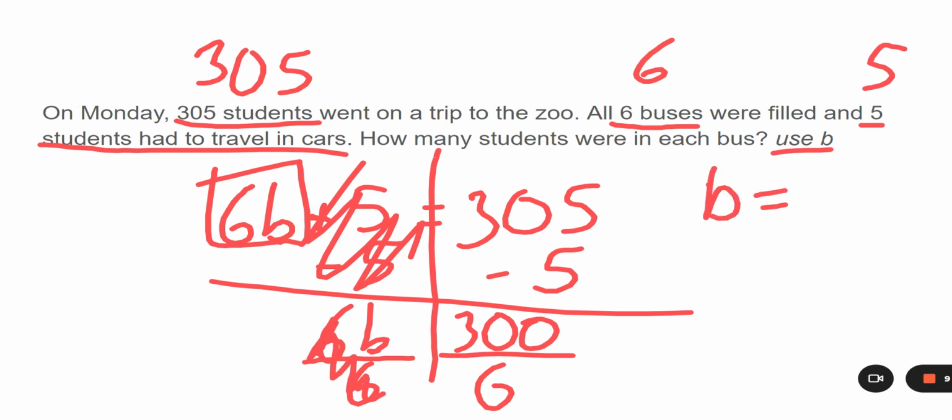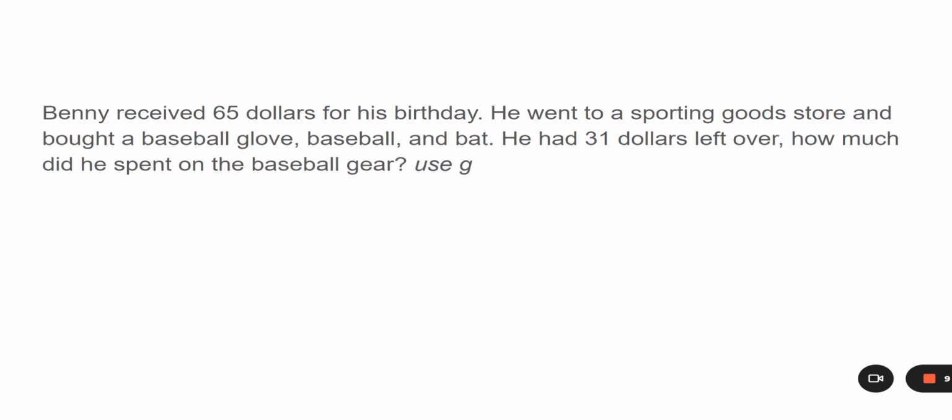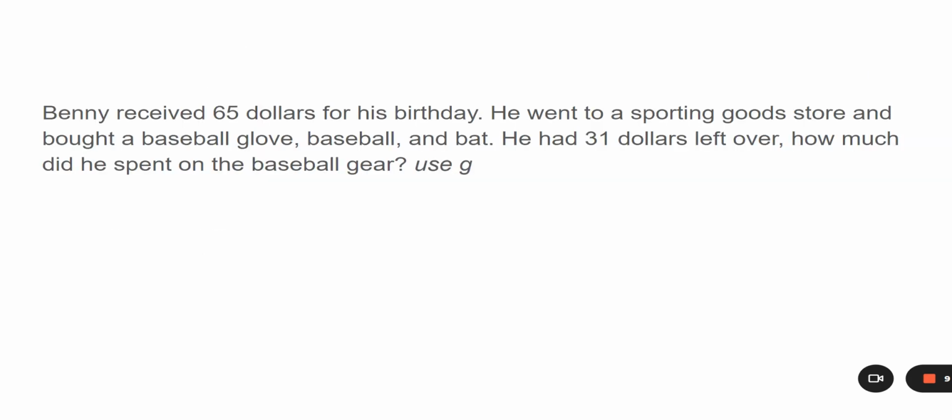Now I have b by itself, and 300 divided by 6 should be 50. All right, yep, 50. So each of the 6 buses were filled with 50 students each. There we go. Let's see. Is this the last one? Yeah. All right.